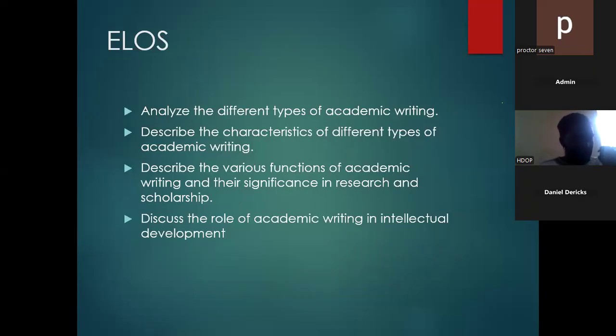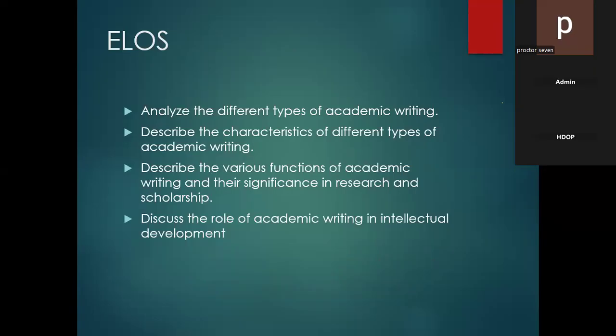So what are the expected learning outcomes? By the end of this particular lesson, you should be able to analyze different types of academic writing, the ones I've mentioned. Two, describe the characteristics of different types of academic writing. So you should be able to describe them. When you say descriptive writing, you should be able to tell me the features, and then you should be able to describe the various functions of academic writing and their significance in research and scholarship, and finally discuss the role of academic writing in intellectual development.